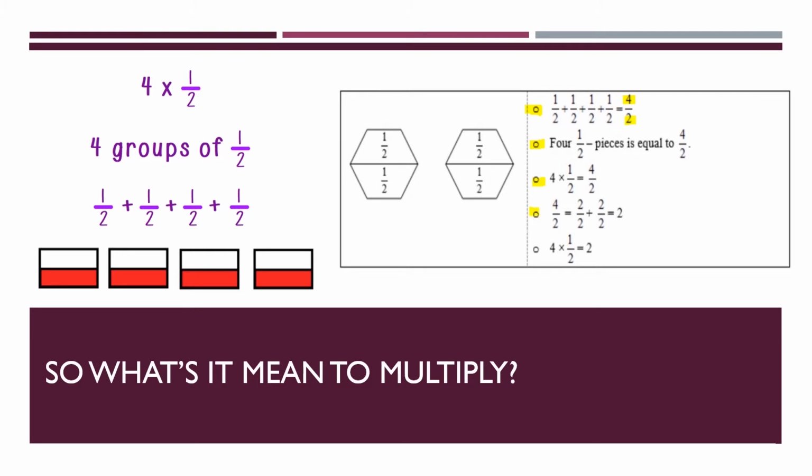But we do know that in 4 halves, we have 2 halves plus 2 halves. And what do we know about 2 halves? 2 halves makes a whole. So we have 2 halves plus 2 halves equals 2. So, in summary, 4 times 1 half equals 2.